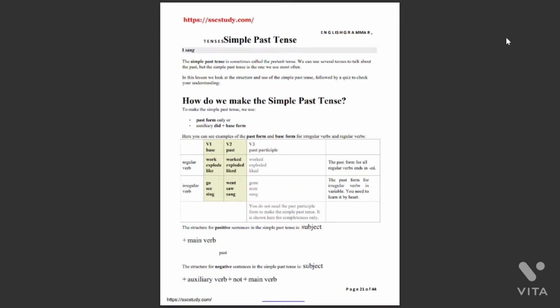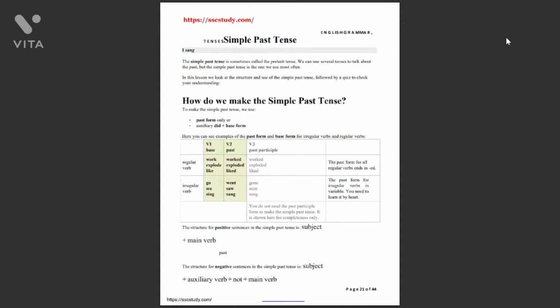And for the irregular verbs, go, see, sing. Go becomes went, and the past participle is gone. See, saw, seen. In my further lessons I'll also teach you verb 1, verb 2 formations of verbs. Sing, sang, sang. The past form of irregular verbs will be variable, it will not be like regular verbs where we add ed. You need to learn it by heart. If you learn it by heart, you will definitely get these verb formations.